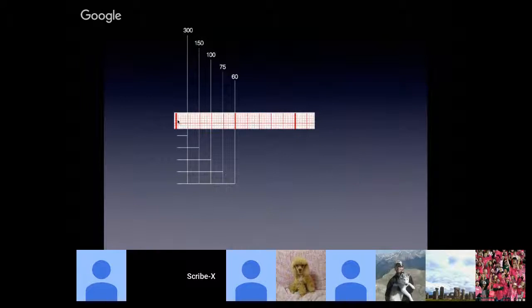So if you do the math, this is 300 beats a minute. 2 big boxes is 150 beats a minute. 3 big boxes is 100 beats a minute. 4 is 75, 5 is 60. So anywhere between 3 and 5 big boxes per QRS, that's a normal heart rate, normal ventricular heart rate anyway.